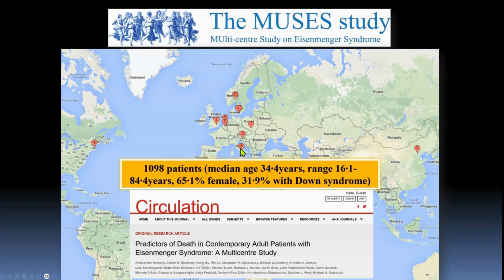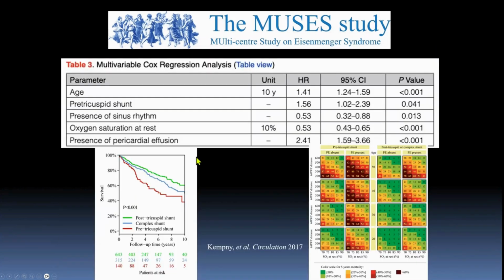We had Michele D'Alto, we had the UK, and people from around the world, including China and the US, and showed that these are the 5 easiest, simple but powerful parameters that can predict outcome in this population of over 1,000 Eisenmenger patients: age, the presence of a pre-tricuspid shunt, absence of sinus rhythm, lower oxygen saturations, and the presence of pericardial effusion. With the latter one you have to be a little bit careful, because Down's patients often have pericardial effusion, not as a sign of heart failure or severe PAH.